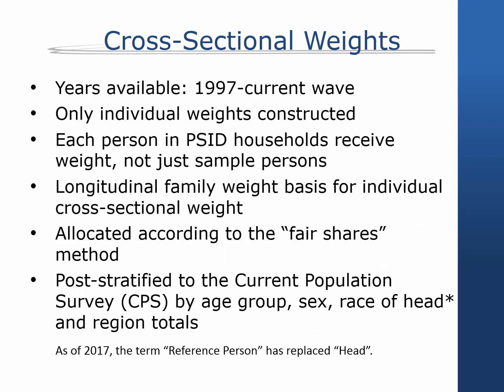The cross-sectional weights are available for waves 1997 through the current wave. Both sample and non-sample members receive cross-sectional weights. Note that cross-sectional family weights are not provided. The individual cross-sectional weights are derived from the family longitudinal weights, using what is called the fair shares method. That is, each individual is given an equal fraction of the longitudinal family weight.